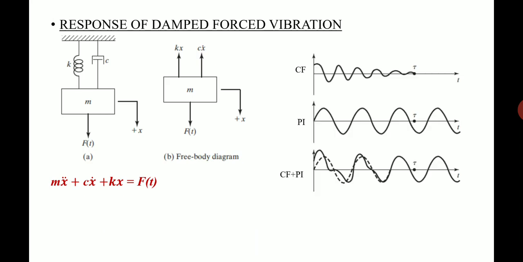As you can see in this figure, there is a spring, there is a mass, and there is a damper. The dashpot C represents the damper. A forcing function f of t is applied in the downward direction, and the free body diagram is also shown. Kx is upward, Cx dot is acting upward, f of t is the only force acting downward, and we know that the inertia force will be acting in the opposite direction. So as a result, mx double dot plus Cx dot plus Kx will be equal to f of t.